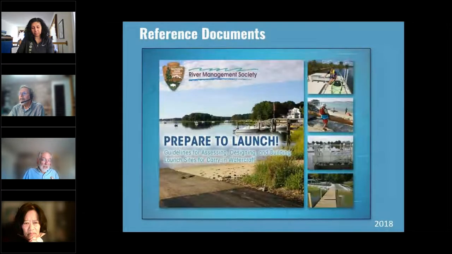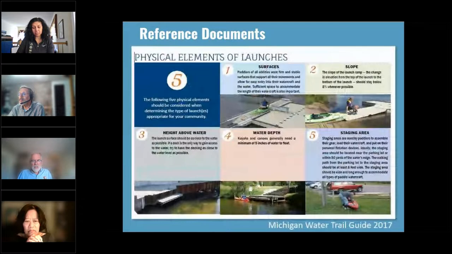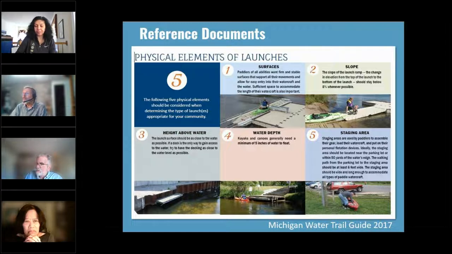We didn't do this in a vacuum. A lot of people have come up with some very good documents. Prepare to Launch, which was a joint RMS-NPS project a few years ago, the River Access Guide. There's a good one from Iowa. There's a great one from San Francisco Bay Water Trail. And they all kind of touch on the same point. There are certain characteristics that are good for any launch: firm surface, gentle slopes, docks and other fixtures close to the water line, enough water to float the boat, a space to get organized, to get the boat off the car and organized to go on the water. Those are common to any decent launch.